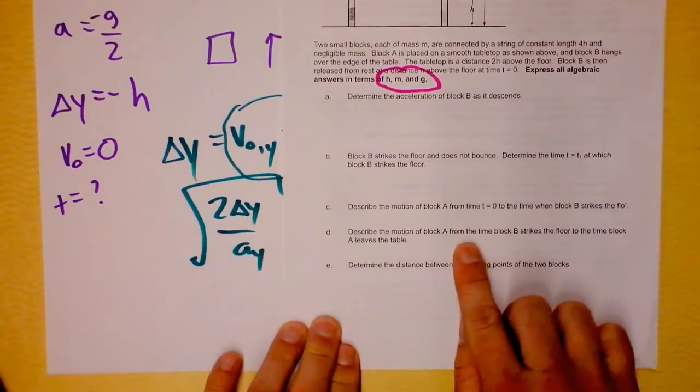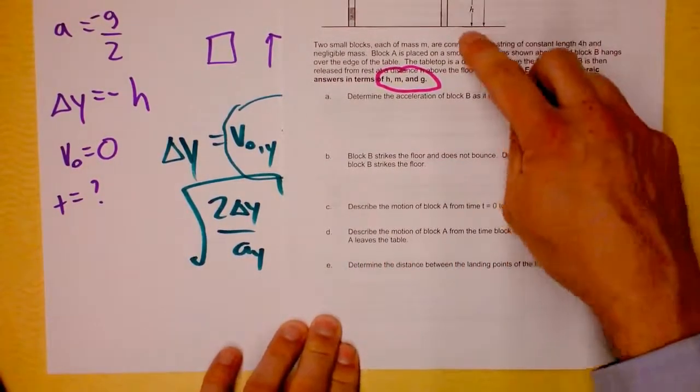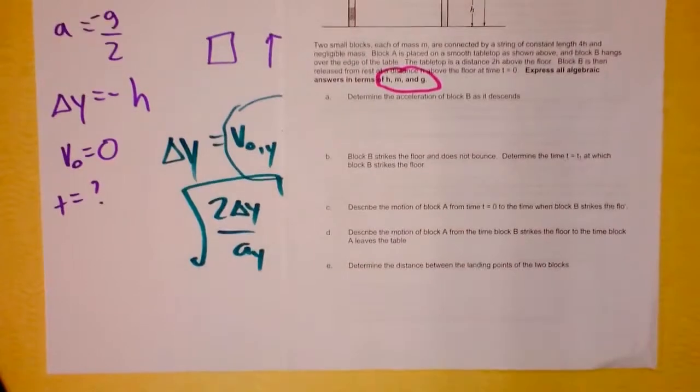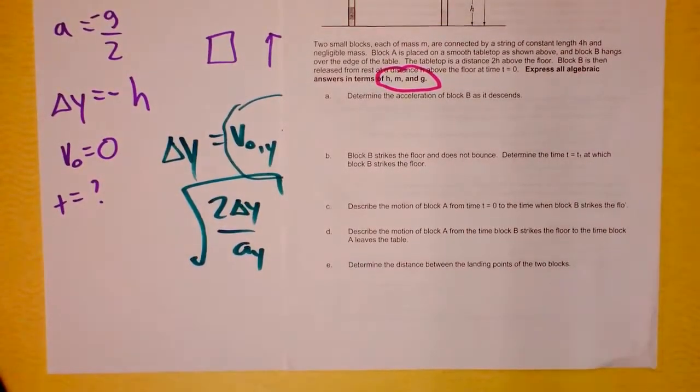It says, describe the motion of block A from the time B hits the floor and the time A leaves the table. Now you understand, B hits the floor, boom, what happens to the tension? It'll stop, or the tension will hit 0. Tension immediately goes slack. There is no rope pulling it anymore. And then it'll just go to the right without accelerating.